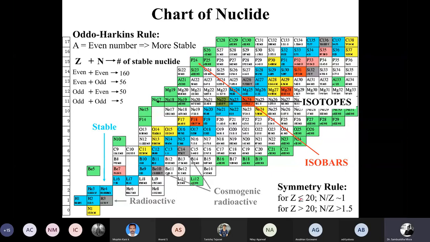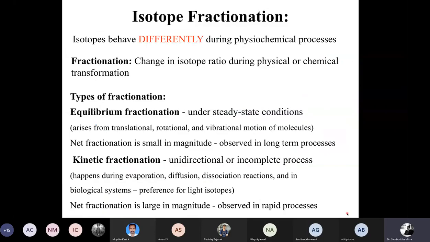Now, the symmetry rule dictates that for Z values less than 20, an N by Z ratio of 1 leads to a stable isotope. So the slope of the line up to mass 20 remains around 1. Beyond mass 20, the N by Z ratio has to be 1.5. Essentially, to pack that many protons into the nucleus, you need more and more neutrons to buffer the system. Okay. Now, what do I mean by isotopic fractionation?